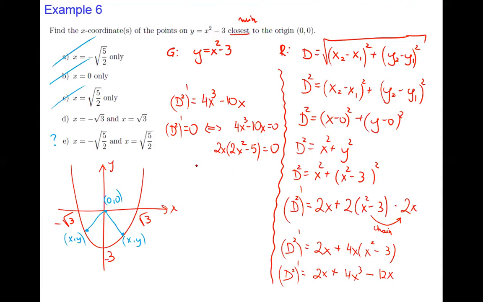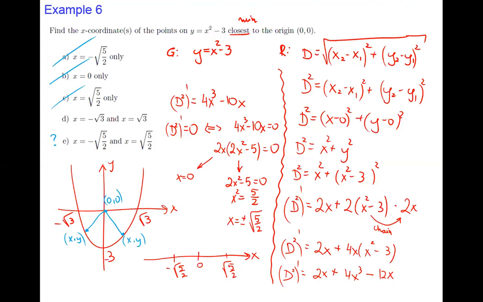Now let me factor out one more time. Shall I factor out? No, I think you will like it better this way. This is 0 or this is 0. And then solving for x squared, I have 5 over 2, and then I have positive, negative square root of 5 over 2, okay? But we will need to test this. That means critical numbers are 0, negative square root of 5 over 2, and positive square root of 5 over 2.